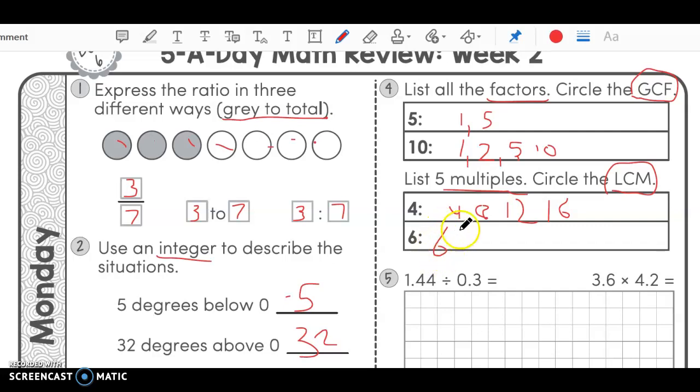6 would be 6, 12, 18, 24. This is terrible. 30. And I notice I left one down here. So 4, 1, 2, 3, 4, 5. Perfect. So what is the lowest common multiple? What is the lowest number that they both share? Well, it's not 4. It's not 8. Oh, there we go. It's 12. We're just going to circle it.